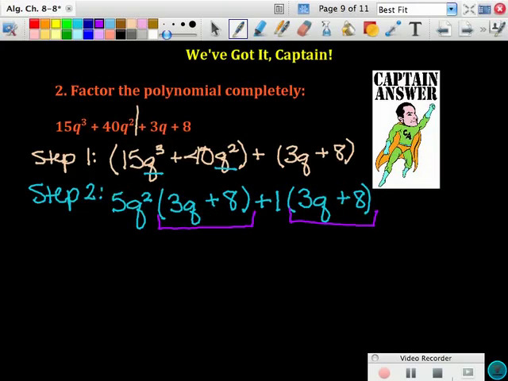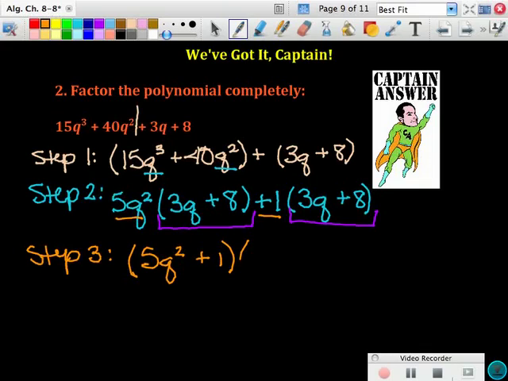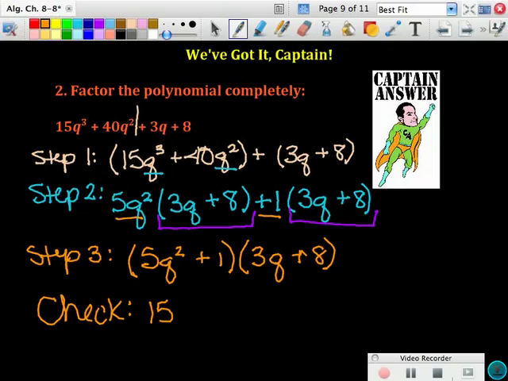So now in our third step, group them together. Take your GCFs first. So 5q squared plus 1. And then group together what was left over, 3q plus 8. And then your last step, check it by foiling. First terms, 15q to the third. Outer is 40q squared. Inner, 3q. And last, 8.